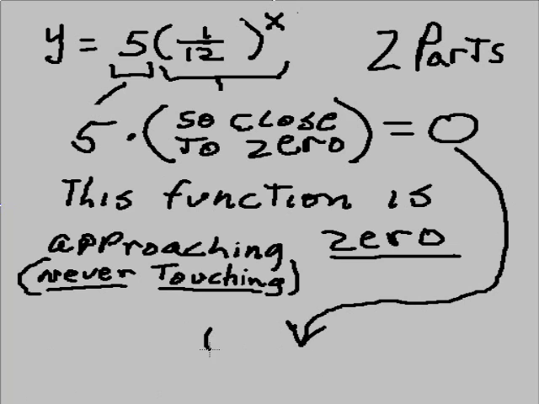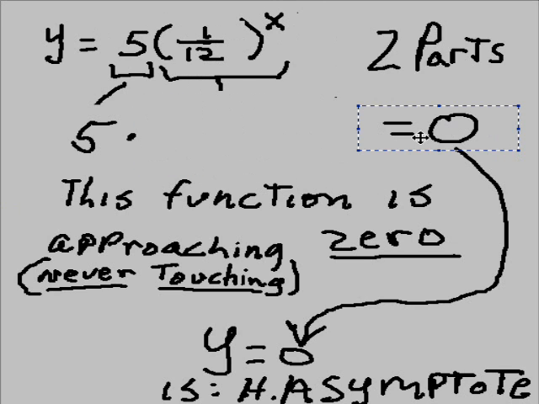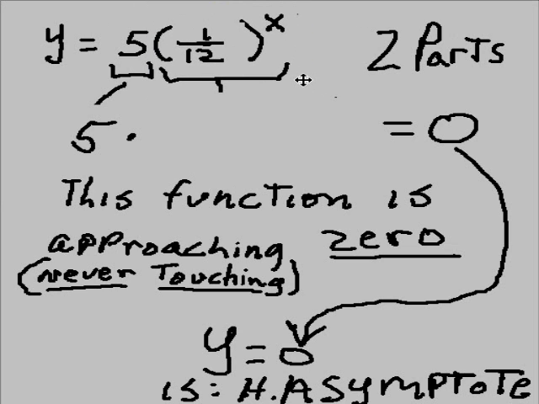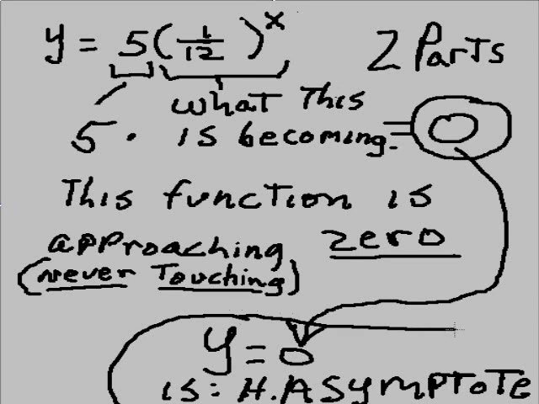So we say that y equals 0 is the horizontal asymptote. Notice in performing this operation, we are multiplying 5 times what this is becoming, and we get 0. y equals 0 is our horizontal asymptote.